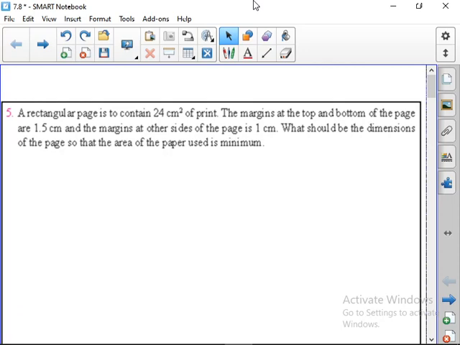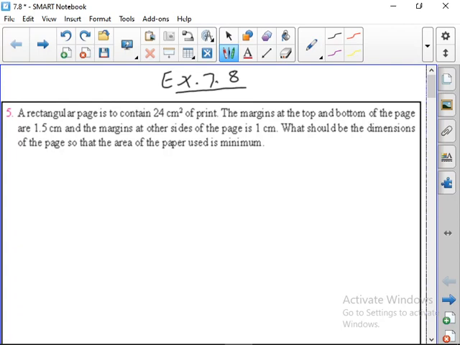Good afternoon, students. Yesterday in our class, we saw applications of optimization, exercise 7.8, the first 4 questions. Now we will start with the fifth question.